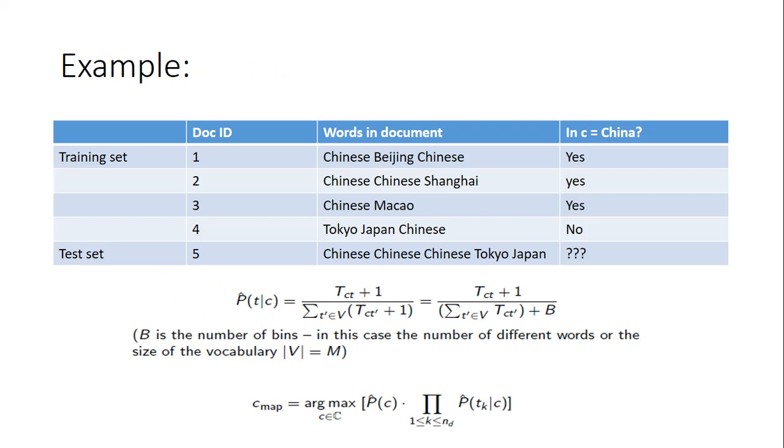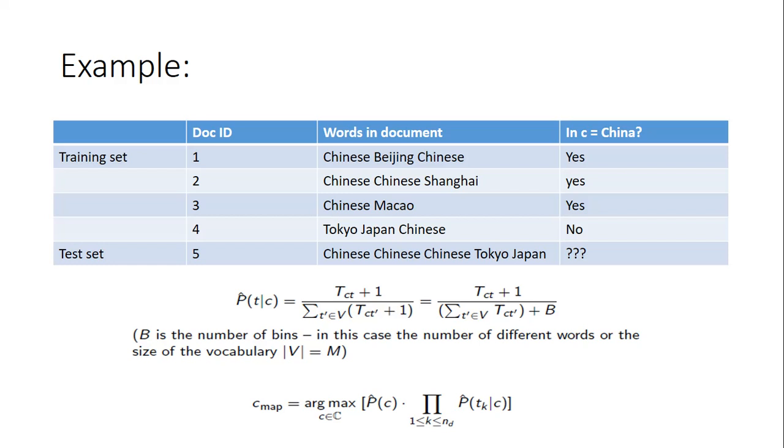Let's consider an example to understand it better. We have a training set of 4 documents in which 3 of them are classified in China and one of them is not classified in the class China. Now we have a new document which has the words Chinese, Chinese, Chinese, Tokyo, and Japan. Now we want to figure out whether it is classified in class China or not.